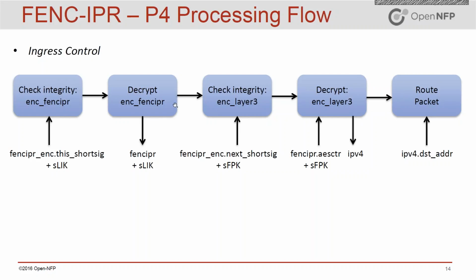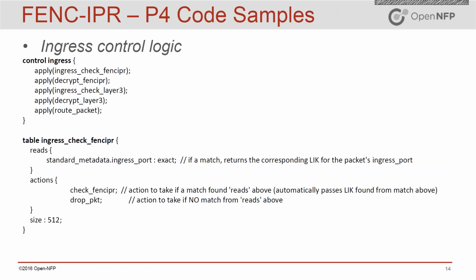Then we take the next short sig, and we want to calculate the short signature for the encrypted layer 3, right? And now in this case, it's the forwarding path key. So we do the same kind of integrity check on the encrypted layer 3 header. If that checks out, then we decrypt that, and of course we get out an IPv4 header, and once we have that, then we can do normal routing.